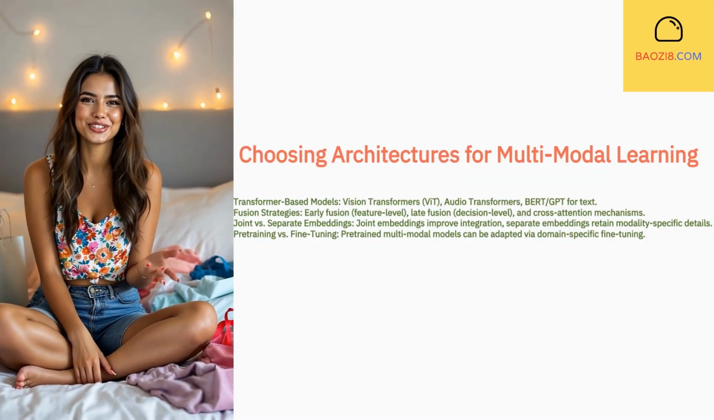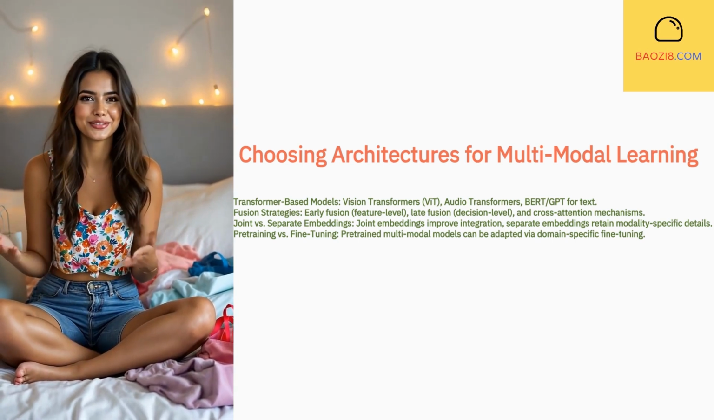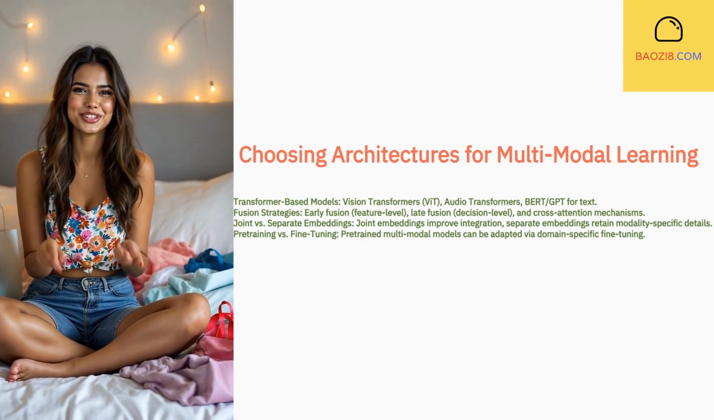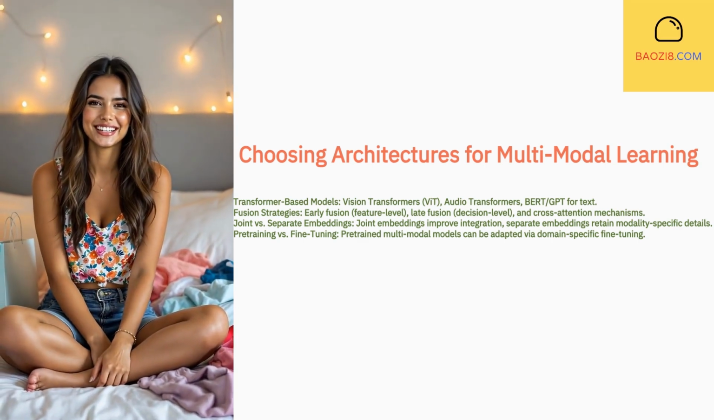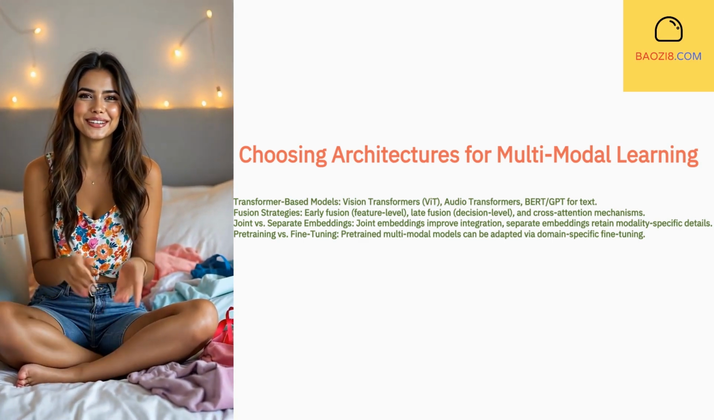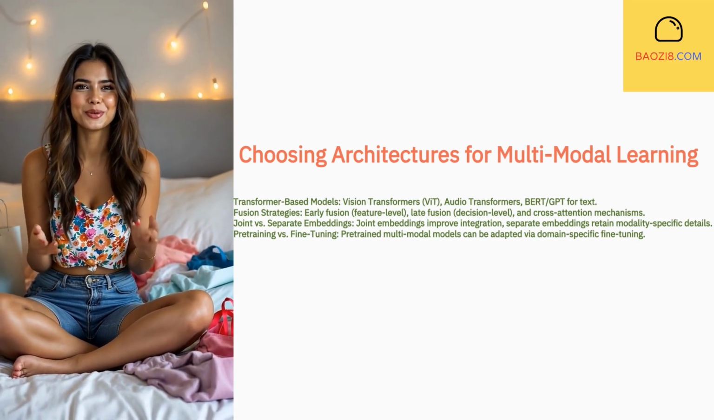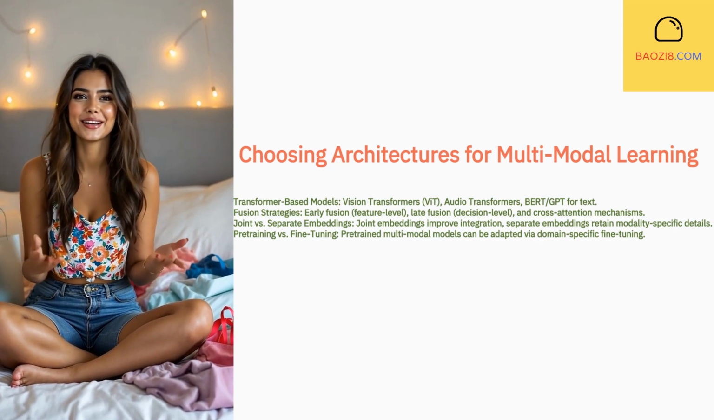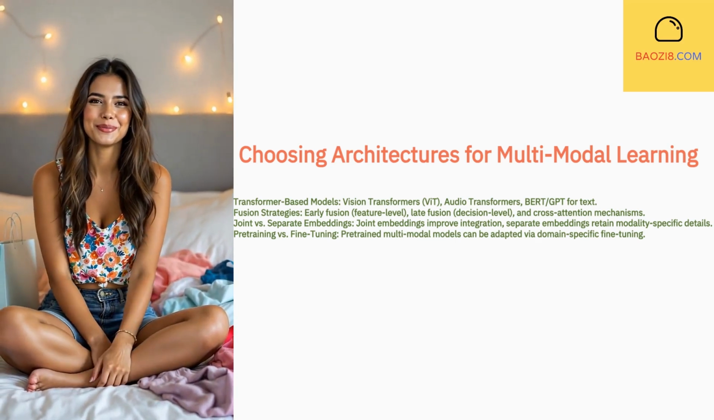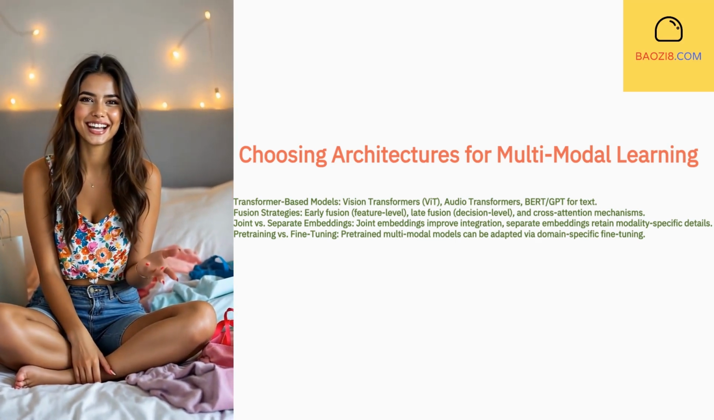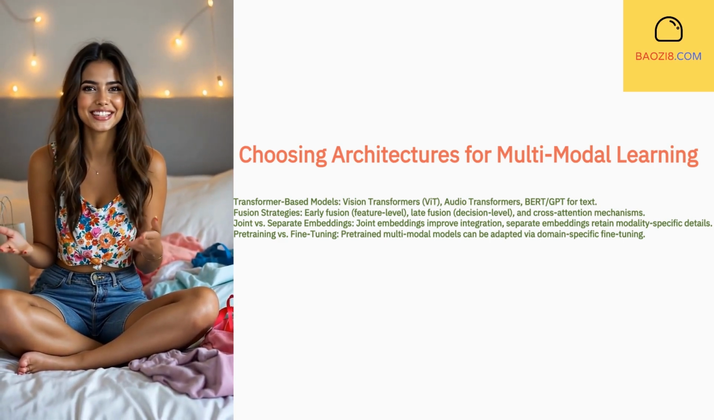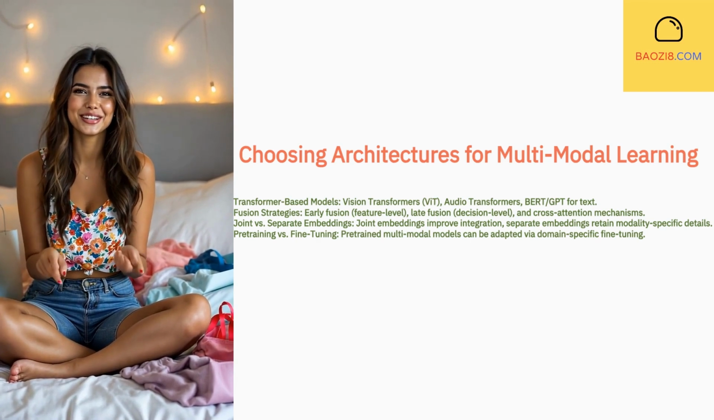Choosing the right architecture is critical for effective multimodal AI models. Transformers dominate modern AI architectures for text, e.g. BERT, GPT, images, e.g. ViT, and audio, e.g. Whisper. They handle large-scale data and enable cross-modal learning. Fusion strategies determine how modalities interact. Early fusion: features are combined before model processing, e.g. concatenating embeddings. Late fusion: each modality is processed separately, then combined at the decision level.